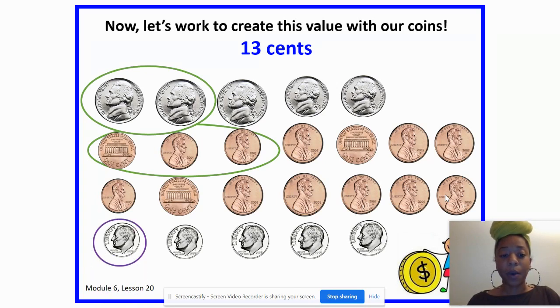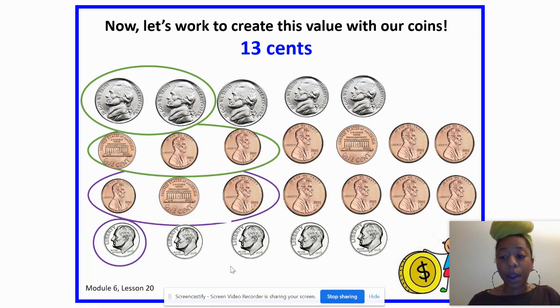A dime? Okay, let's try a dime. And 3 pennies. This works because a dime is worth how much? 10 cents. Okay, a dime's worth 10. Let's count on. 10, 11, 12, 13. They both equal 13. 2 nickels and 3 pennies, or 1 dime and 3 pennies.